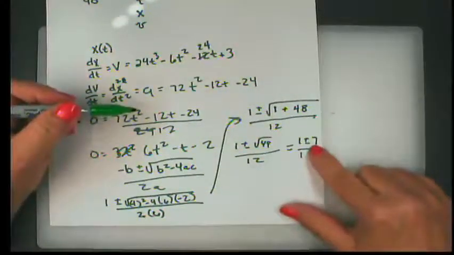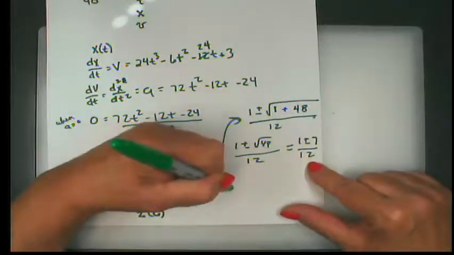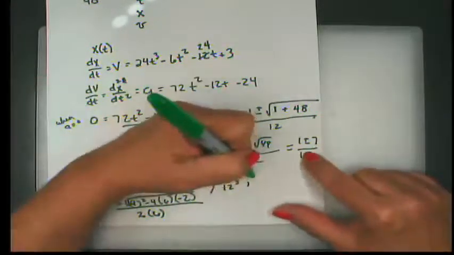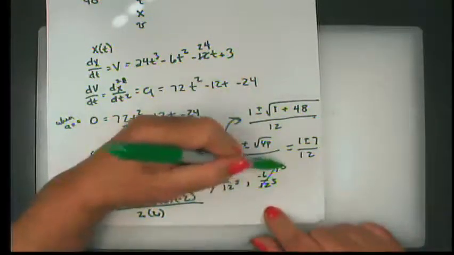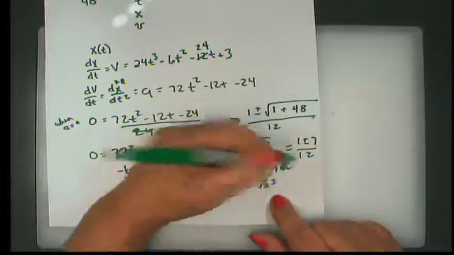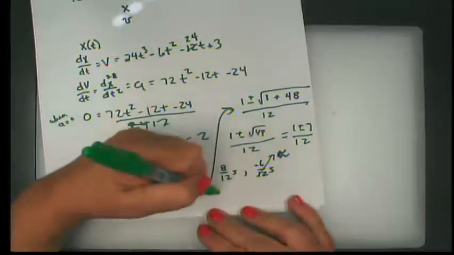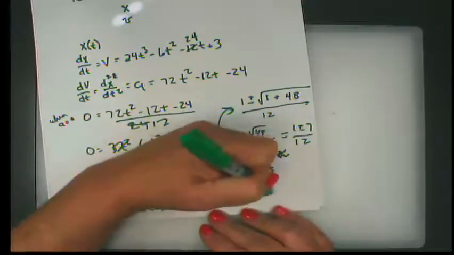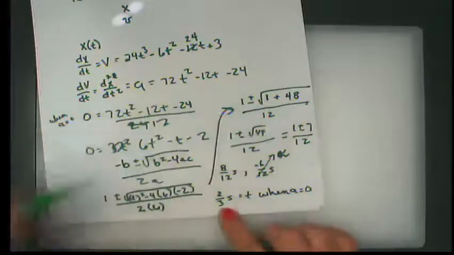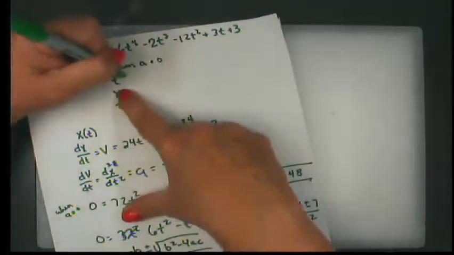So if I take the positive solution, I get 8 over 12 seconds. And if I take the negative solution, I get negative 6 over 12 seconds, which doesn't make any sense, right? That's just a trivial answer. So I get 8 over 12 seconds, which would be 2/3 of a second, is the time when acceleration is equal to 0. All right, so it asks me, what's the time?